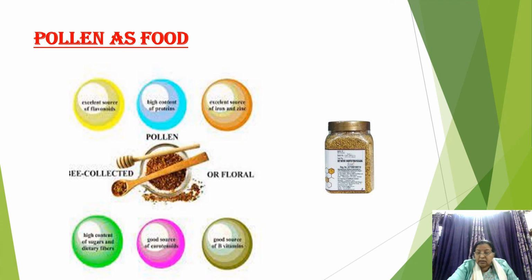Nowadays, since pollen is very nutritive, it is being used as food also. So when pollen grains germinate, the two male gametes will be produced from the generative nucleus. We will study that later during the fertilization process. So this is all about today's video.